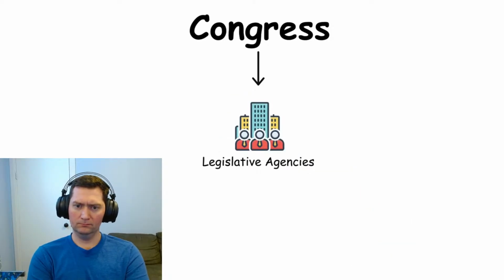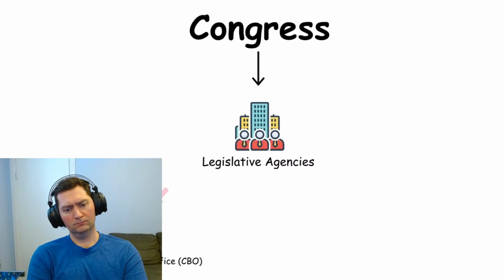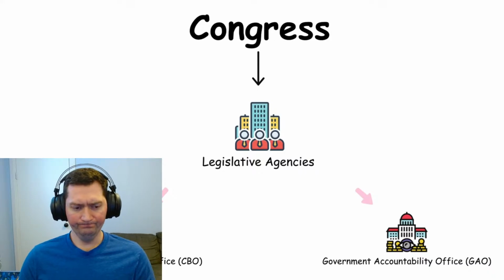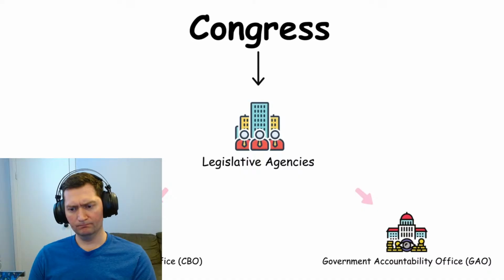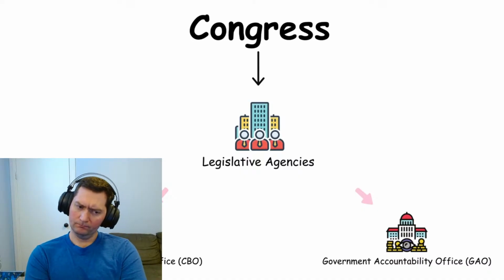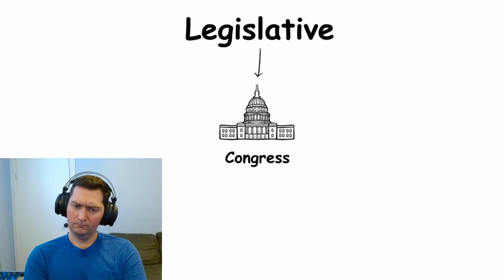Two key legislative agencies that support the work of Congress are the Congressional Budget Office, CBO, and the Government Accountability Office, GAO. The CBO provides nonpartisan analysis of the budget and economic issues, helping lawmakers make informed decisions about spending and taxation. The GAO, on the other hand, is the investigative arm of Congress, auditing government agencies and programs to ensure accountability and efficiency. So while the president may be the face of the executive branch, it is Congress that holds the real power of the purse and the pen.